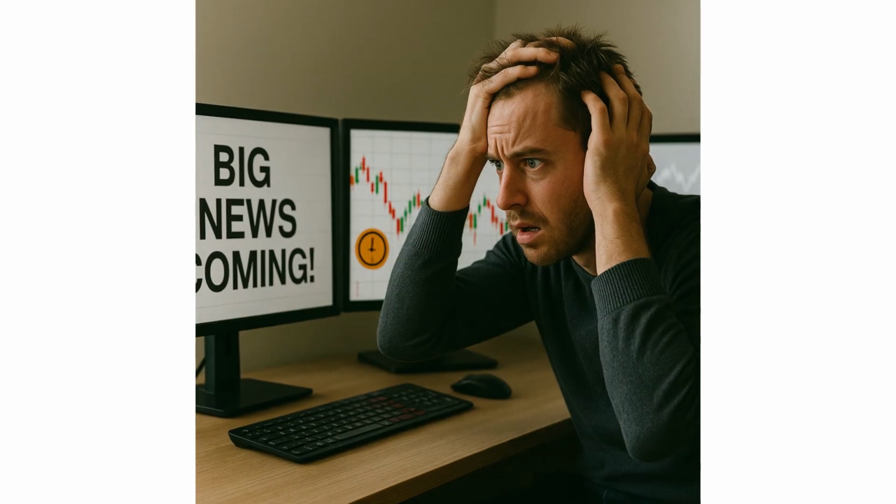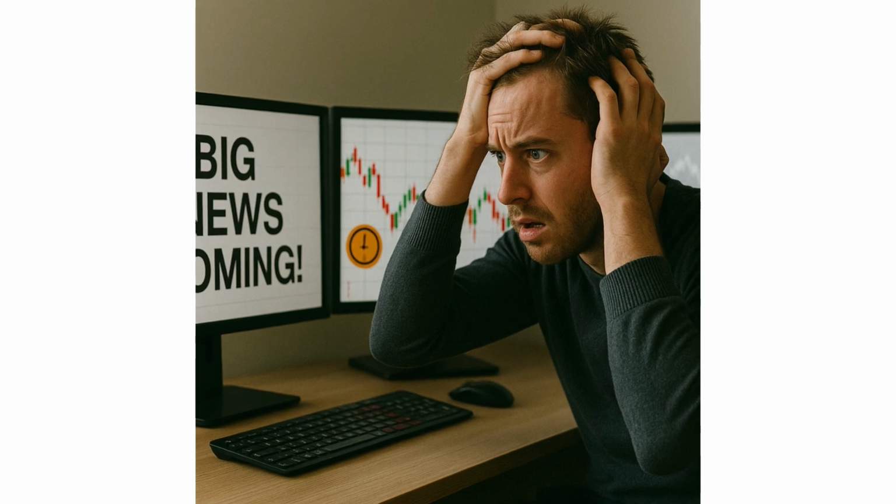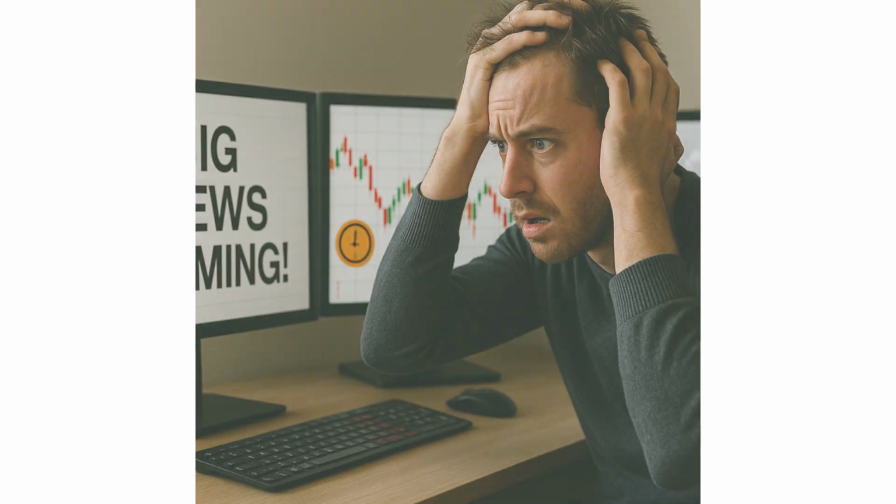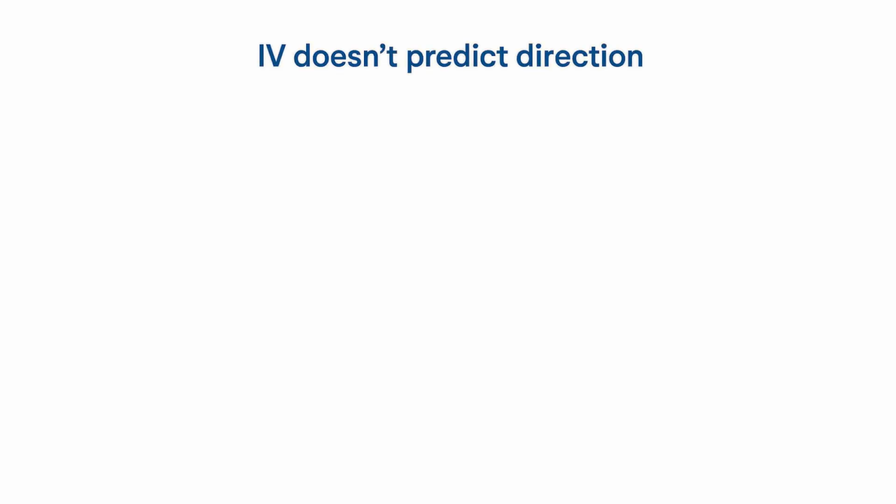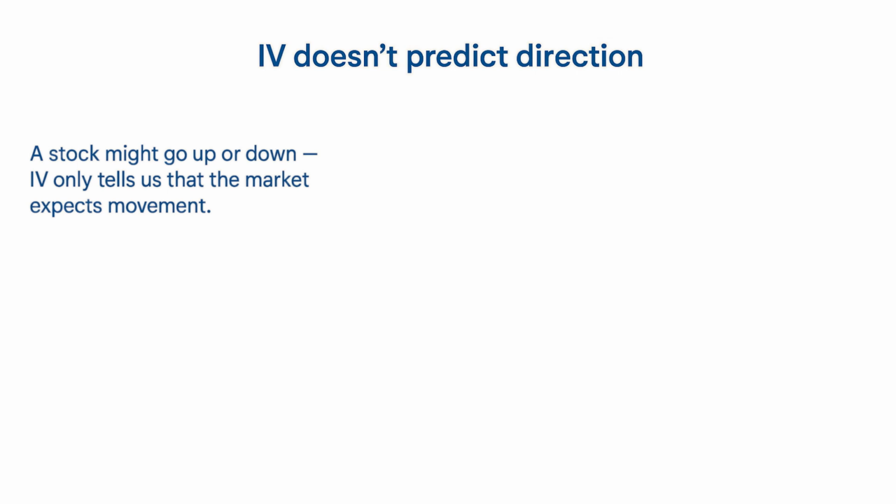Implied volatility is expressed as a percentage, for example, 20%, 30%, 60%, and is annualized. A 30% IV suggests that the stock is expected to move up or down by about 30% over the next year. Now here's what's fascinating. IV doesn't predict the direction. A stock might go up or down. IV only tells us that the market expects movement.